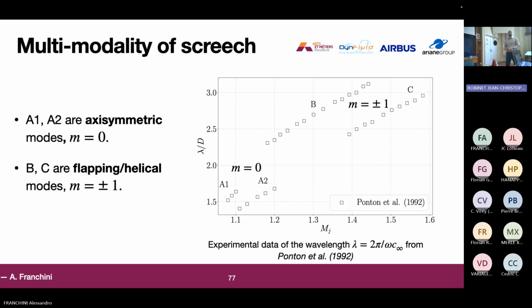If we take a look at experimental data of the wavelength of these screech tones, you can see that we can separate them into two groups. There are the A1 and A2 modes, which are here. This is the wavelength, and this is the level of underexpansion. These are the m equals 0 axisymmetric modes. And then there are the B and C modes, which are these here, that have an azimuthal number m equals plus or minus 1. Here we have a behavior in which, for some level of underexpansion, we can experience two different modes. And there is a jump or a switch sometimes from mode to mode that we will explore later.